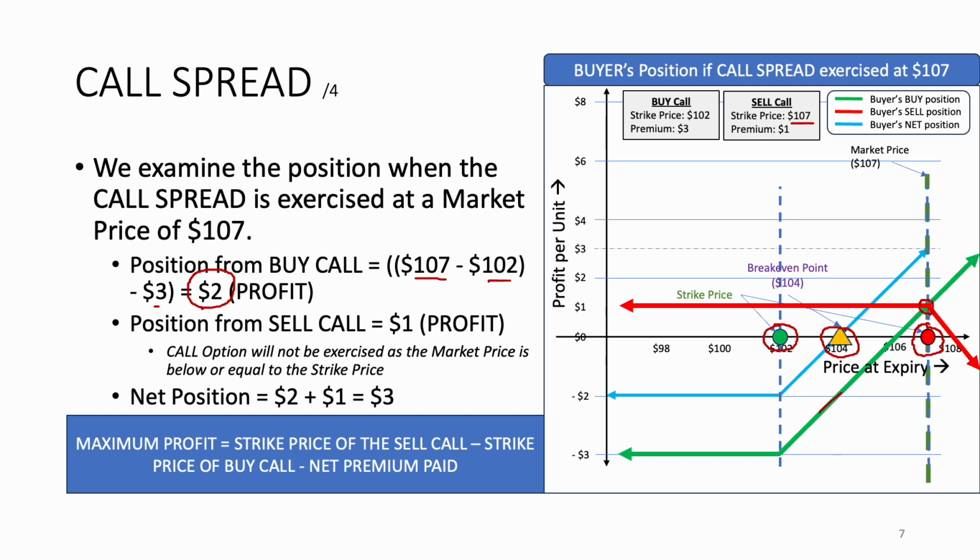Now $107 is the strike price of the sell call. So the buyer of the sell call will not exercise the call option and will just forgo the premium. So when the buyer of the call option forgoes the premium, he will make a loss of $1 and the profit of that $1 will come to our investor. So the investor makes a profit of $1 from the sell call. So what happens to the investor in net is that he makes a profit of $2 from the buy call and a profit of $1 from the sell call. So his net profit is $3.